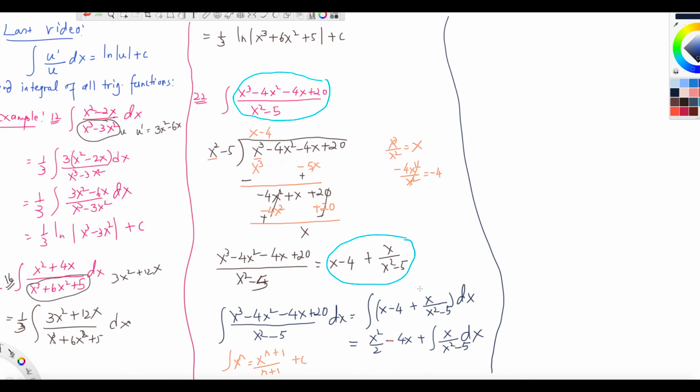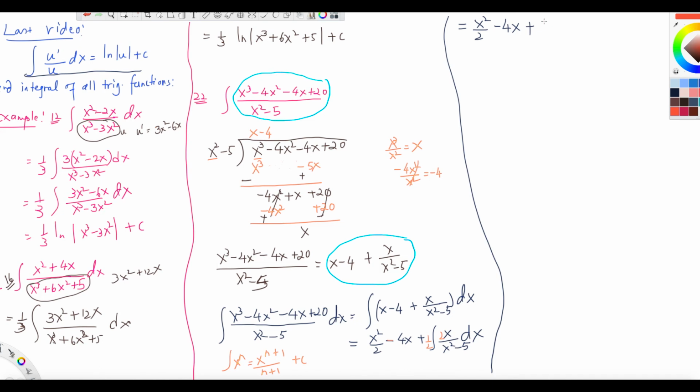All right, so let me copy those first two terms because they are already free from the integral, x squared over 2 minus 4x, but plus, now think of this. Can you use that formula here or no? What is the derivative of x squared minus 5? It is 2x, but there is just x, right? So what I need to do is 1/2 times 2, and then that 2 and 2 will cancel out. Basically, you'll get x over x squared minus 5, but the derivative of x squared minus 5 is 2x, all right?